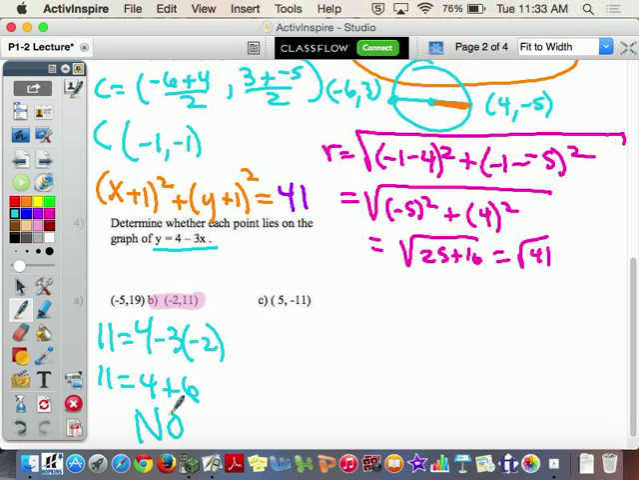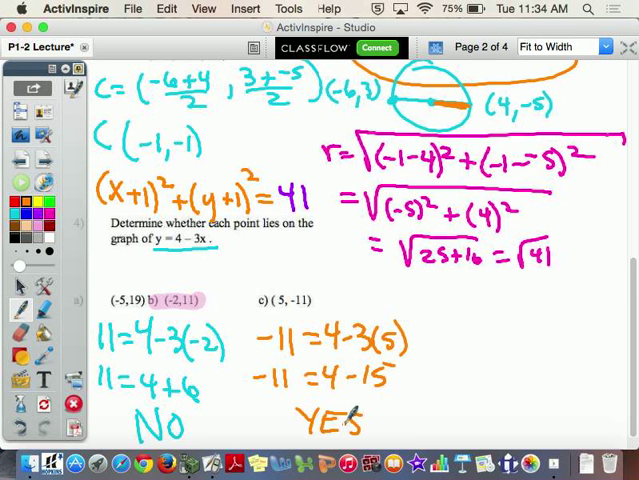In the next one, if I were to do part C, I would write down, does -11, because that's the y value, equal 4 minus 3 times 5? Or in other words, does -11 equal 4 minus 15? Yes. So that means that that point lies on the line.